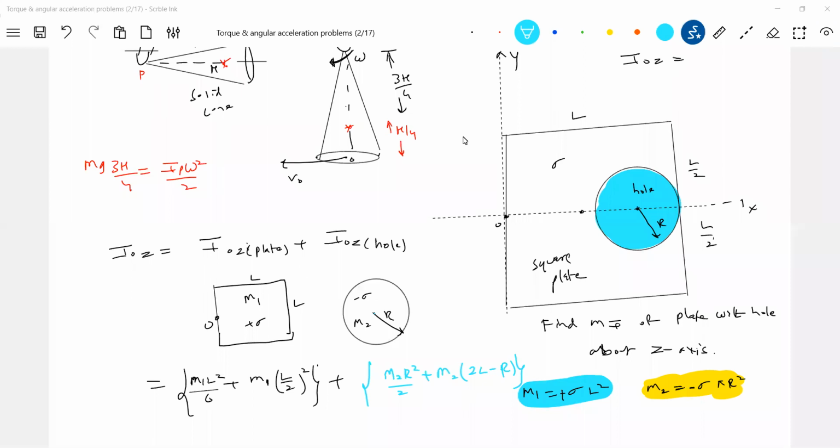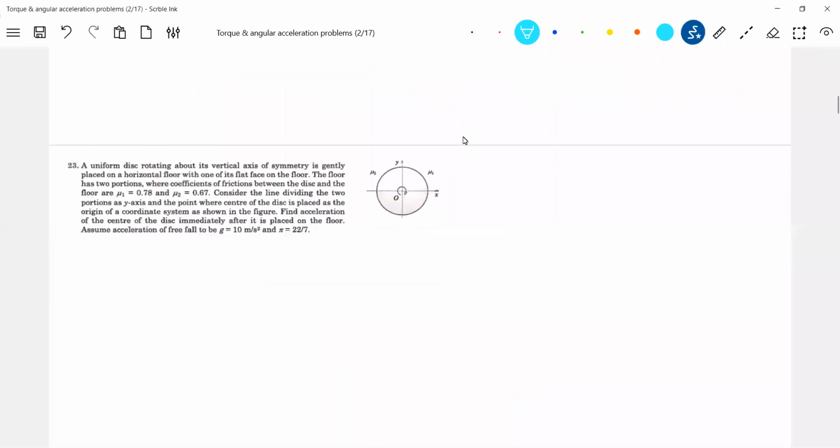Okay, this is about this one. So we'll focus on another set of numericals.